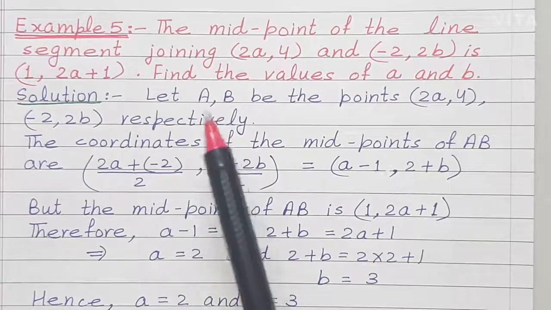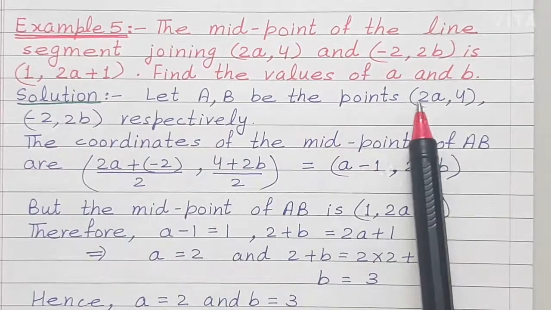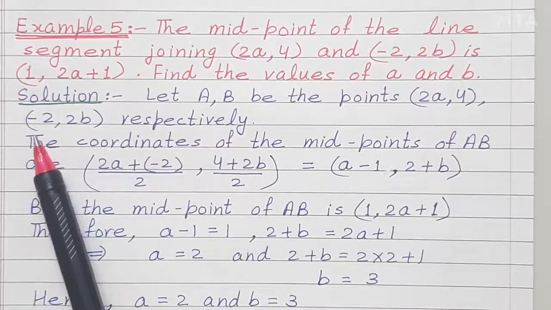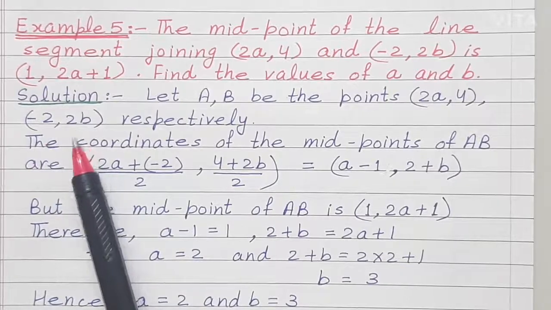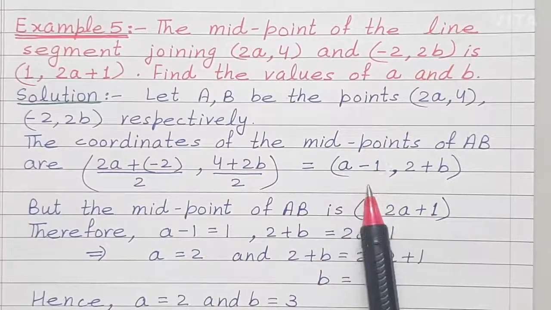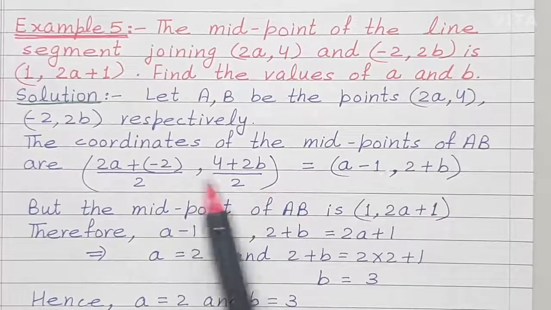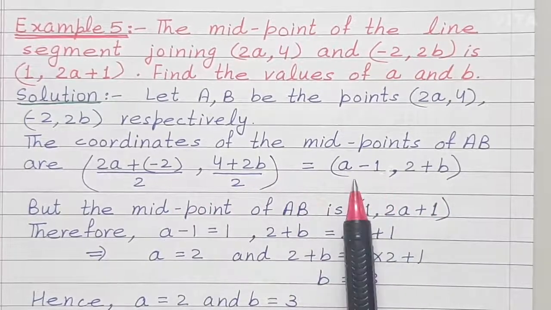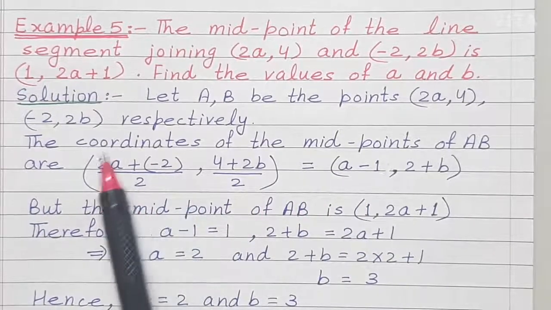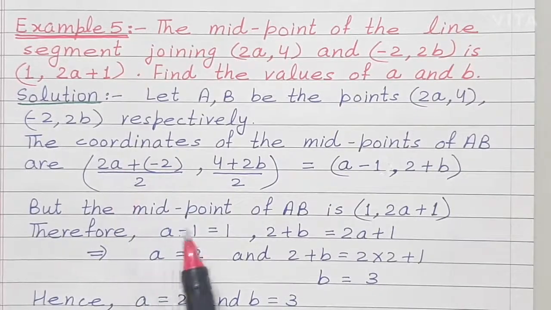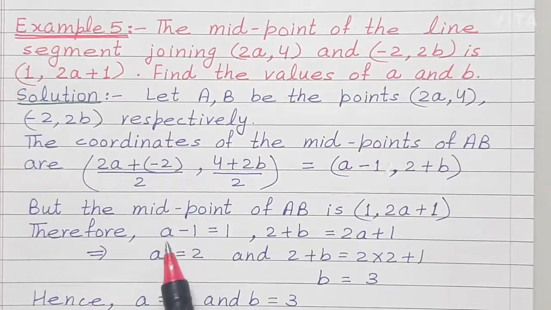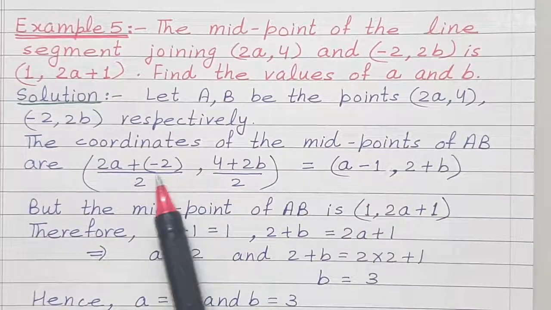Now here x1 is 2a and y1 is 4. x2 is minus 2 and y2 is 2b. Now the midpoint is already given, that is (a - 1, 2 + b). So we have to compare the two values. So let us compare now. This will become a - 1 if you take 2 common here. So a - 1 is equal to 1.